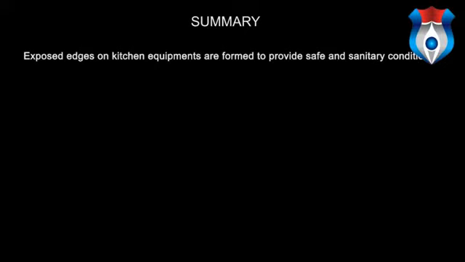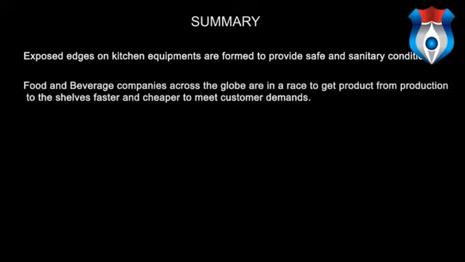Now in the end, let us summarize what we have learned in this lecture. Exposed edges on kitchen equipment are formed to provide safe and sanitary conditions. Food and beverage companies across the globe are in a race to get product from production to the shelf faster and cheaper to meet customer demands.